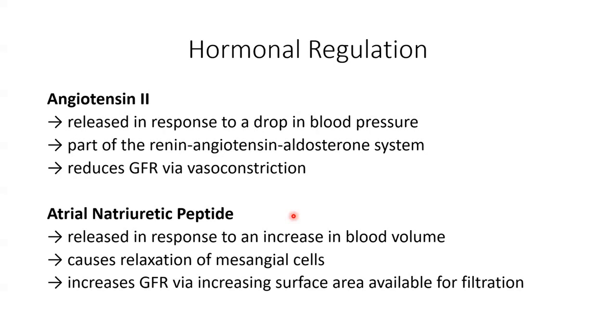ANP works by causing relaxation of mesangial cells in the glomerulus. So these are smooth muscle-like cells which increase the surface area available for filtration. So when there's more surface area, we can filter through more blood. More of that blood plasma goes into the renal tubules, and we have an increase in our glomerular filtration rate. The more blood that is filtered, the more blood that is excreted as urine. This reduces our blood volume and therefore reduces that original stimulus.